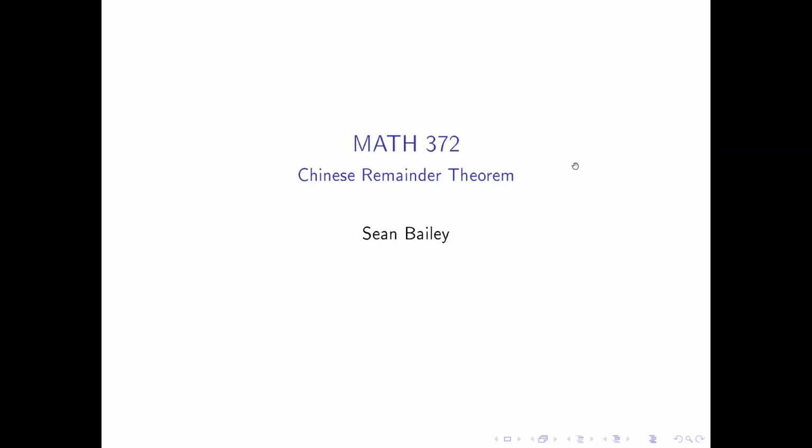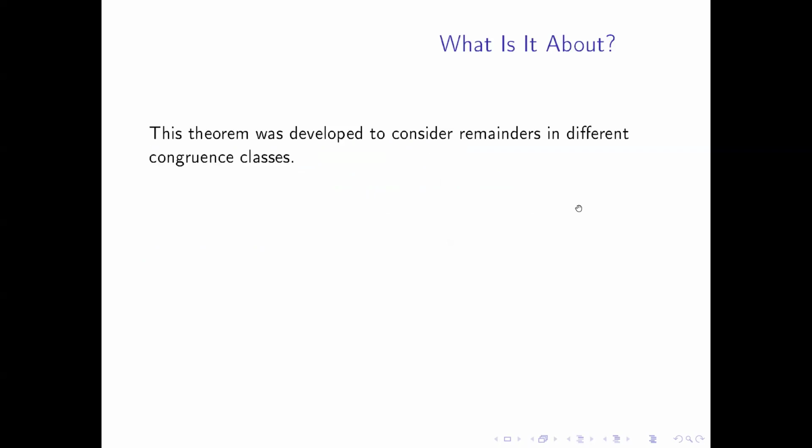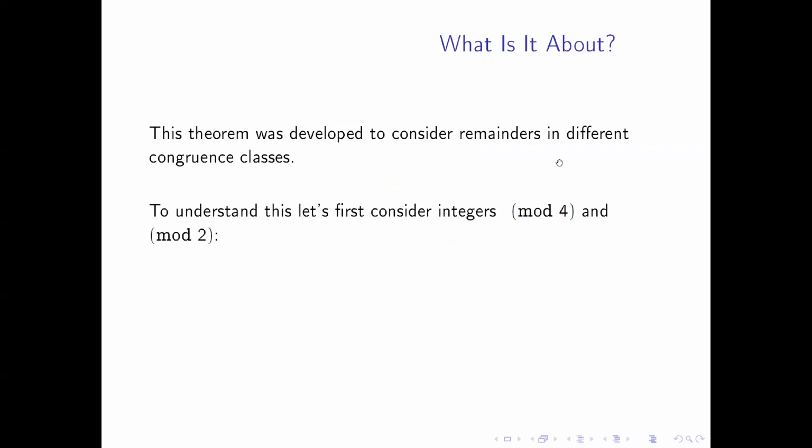So the Chinese remainder theorem we have to have, and I'll explain the reasoning for it later. I'm going to start with it because it still is the idea of dealing with modular arithmetic. So this theorem is all about remainders in different congruence classes. Suppose I have something in mod 4 and something in mod 2. How do I deal with those? Let's look at some different things. I want you to see the pattern about how these things work.